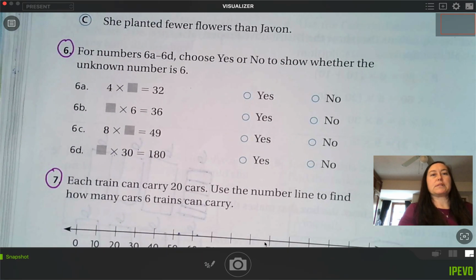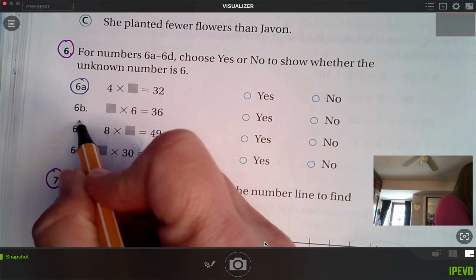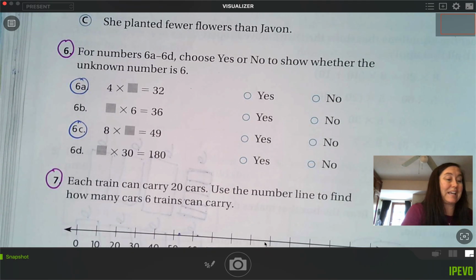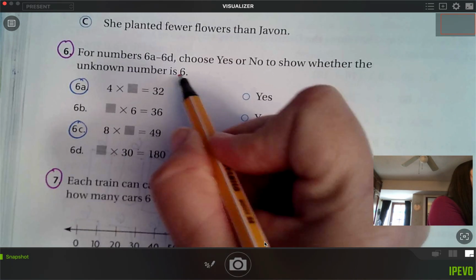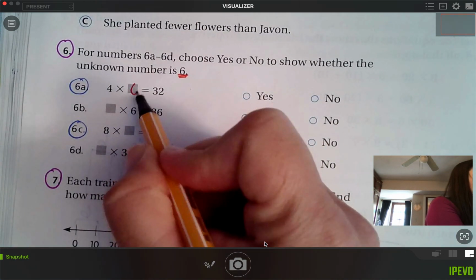So here we go. For numbers 6A through D, let's just do the 6A and 6C today. And we're going to choose yes or no to show whether the unknown number is 6. Okay, so we're going to just try to fill in 6 and see if it works. Is 4 times 6 32?